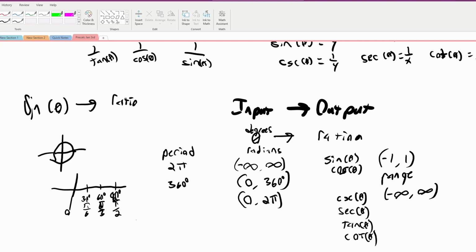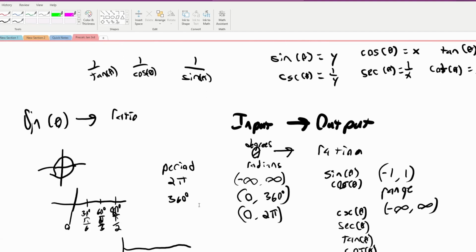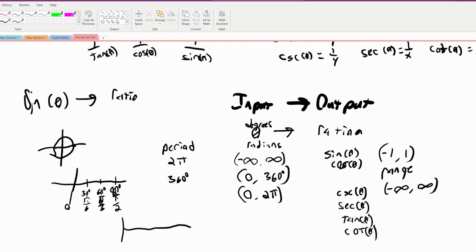And if we do this for the full circle, we typically use a couple of major points. The most obvious ones are going to be our 0, 90, 180, 270, and 360, or 0, pi over 2, pi, 3 pi over 2, and 2 pi. So if we're doing that, that's going to give us very particular values.